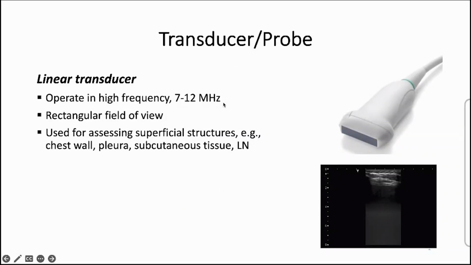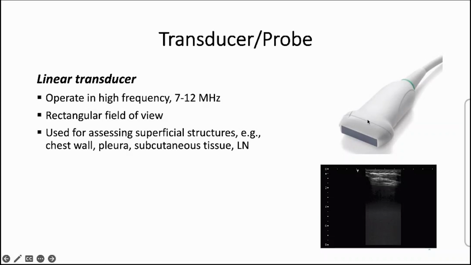One thing you have to remember is that the higher the frequency, the faster the sound wave moves and the more quickly it is reflected back. So with linear transducers, penetration is very poor. It is suitable for superficial structures like skin lesions, chest wall tumors, lymph nodes, the pleura, the testis, or subcutaneous tissue. And this is the rectangular image that we get by using the linear probe.